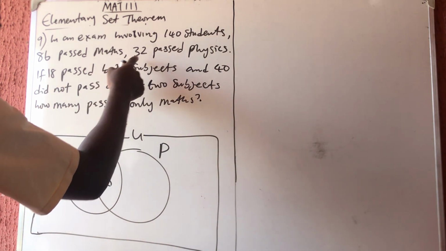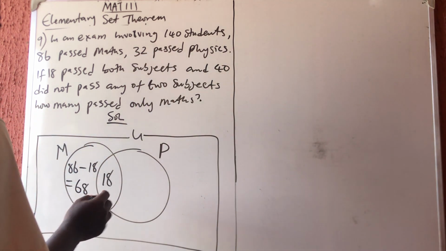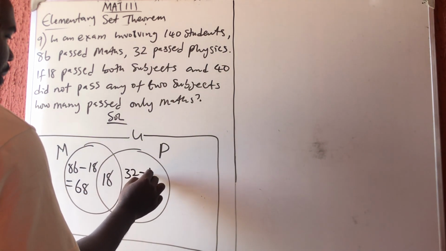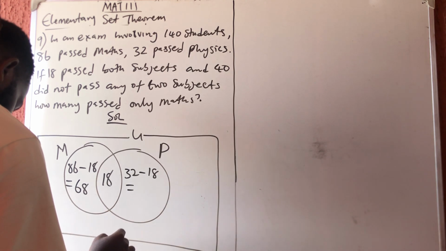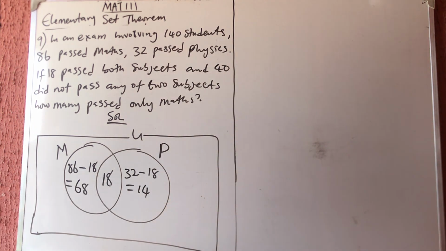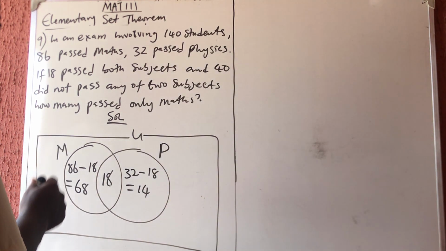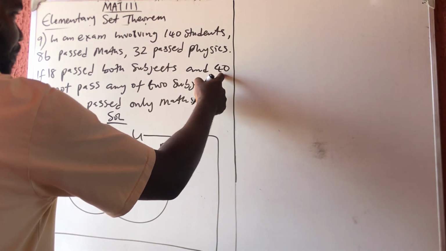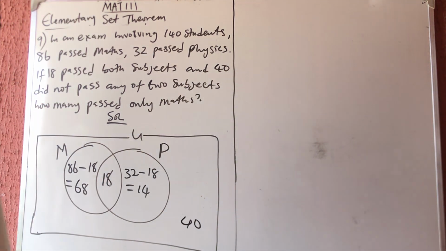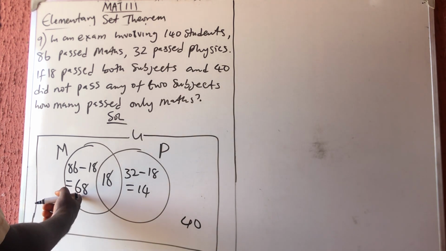Now I say 32 pass physics. I did not see only, so I must subtract. 32 minus 18 gives 14. So only 14 people pass physics. Now let's talk about the people that did not pass any of the two, 40. You keep it outside. They are not asking us that, they are asking how many passed only maths. So we have gotten the answer.